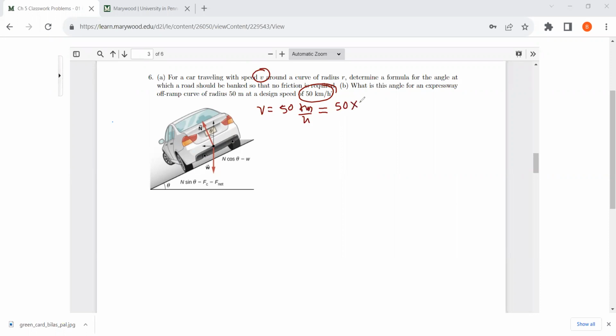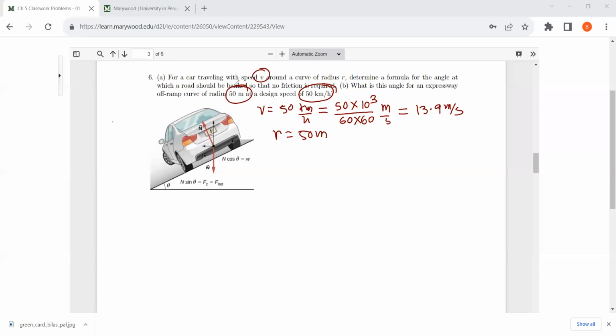So 50 times 10 to the power 3, since kilometer to meter is 10 to the power 3, and hour to second is 3600. So it is in meter per second, and I got something like 13.9 meter per second. So 50 kilometer per hour means the velocity is 13.9 meter per second. This is one piece of information. The radius is 50 meter. This is also given.